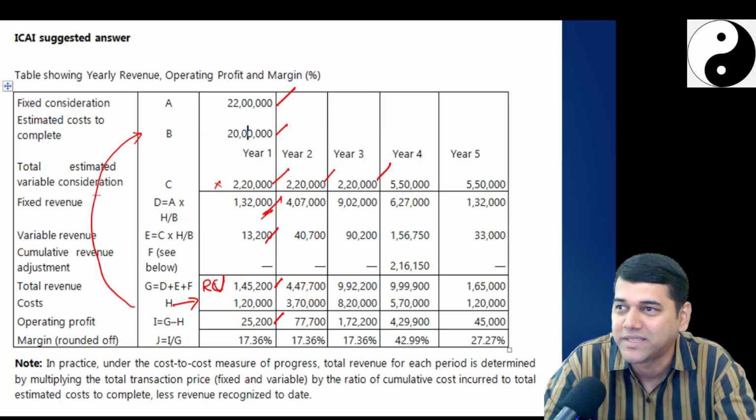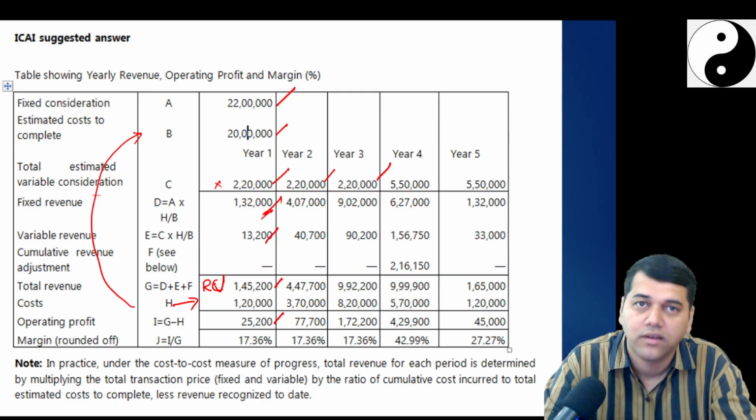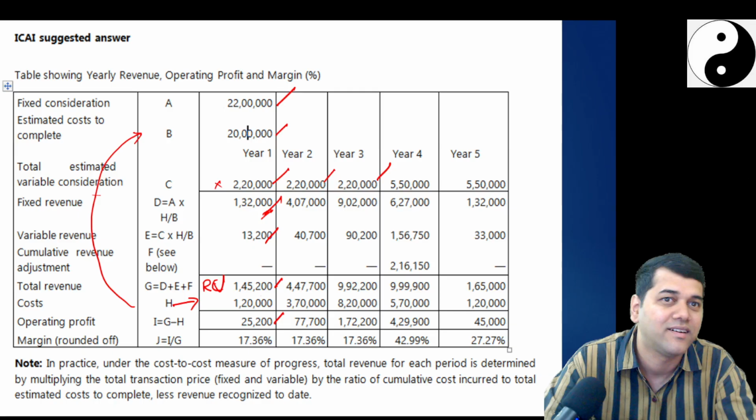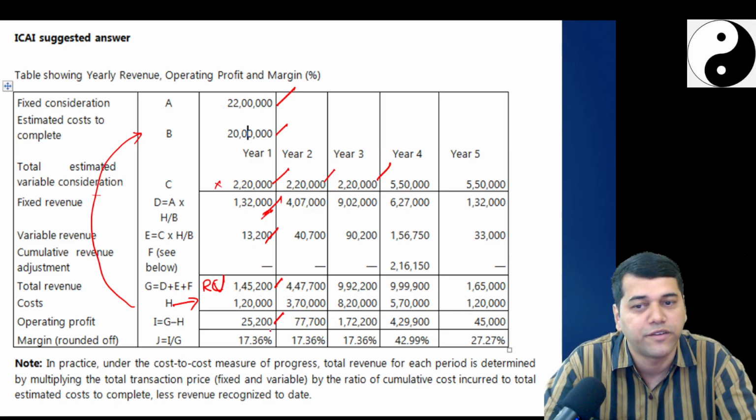No, what happened? Any mistakes? No, not solved. Okay, others? Okay, how much? Did you get 25,200 margin? Sorry? Revenue, okay. This 41 lakh 45,200.